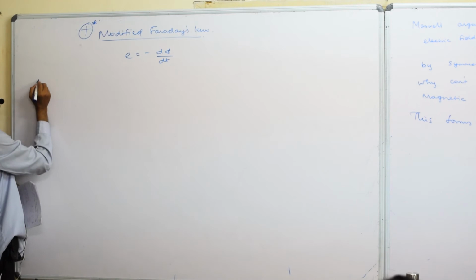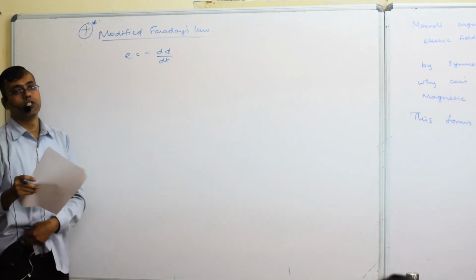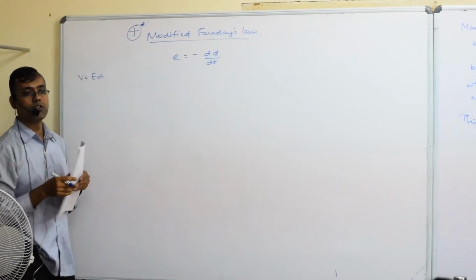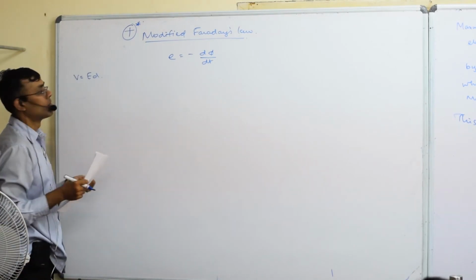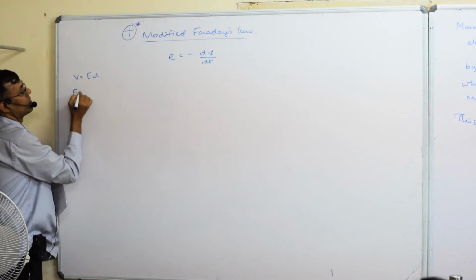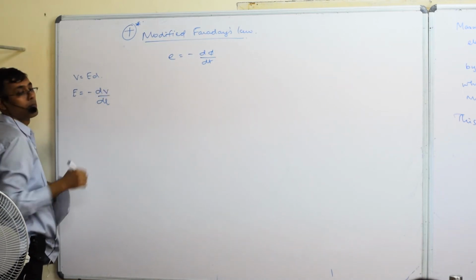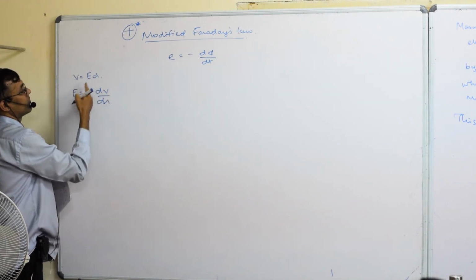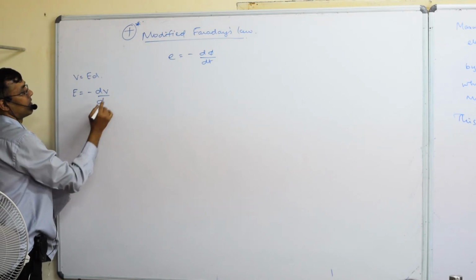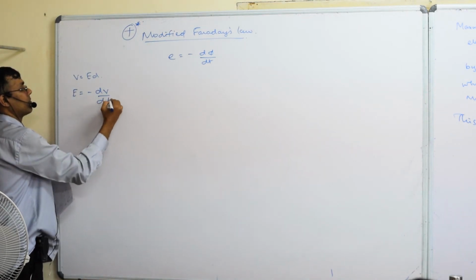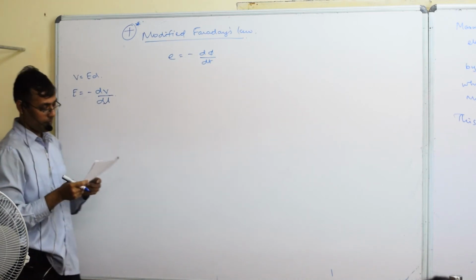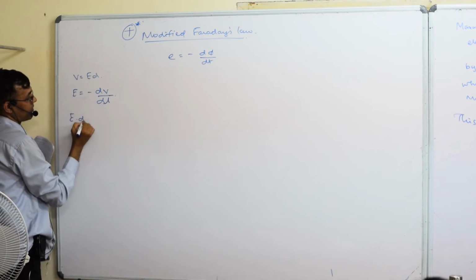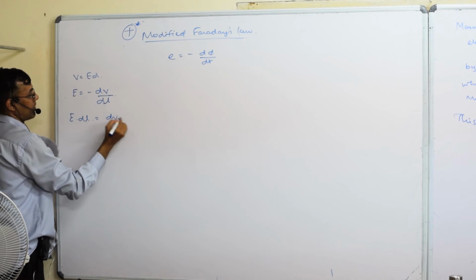Somewhere in your second chapter, you have studied V is equal to Ed, right? But I told you there is another form for this, the calculus form. What is that? E is equal to minus dV/dl, or dr, whatever it is, right? So that is the calculus form. I don't remember if it was dr or dl, doesn't matter, okay? That's a minus. So I am going to bring this to this side, so E·dl is equal to dV.